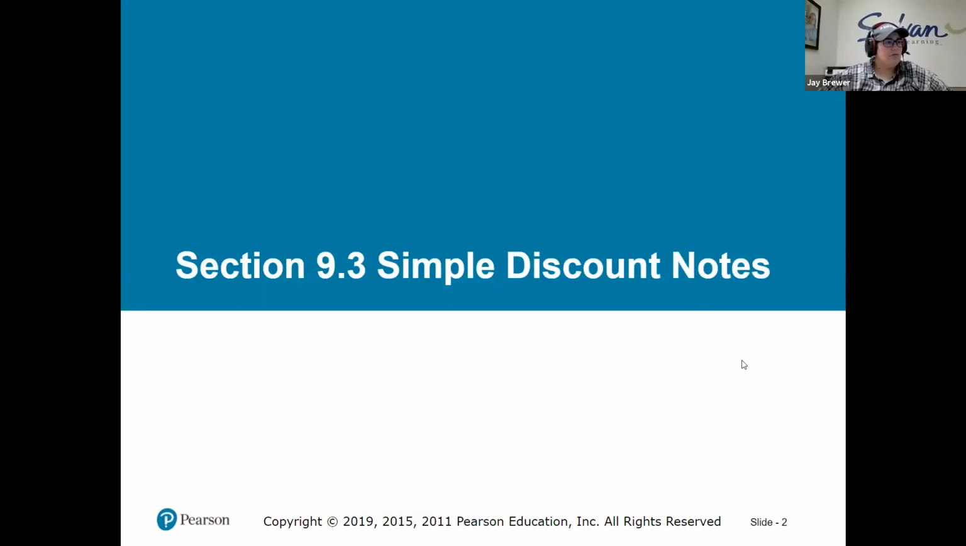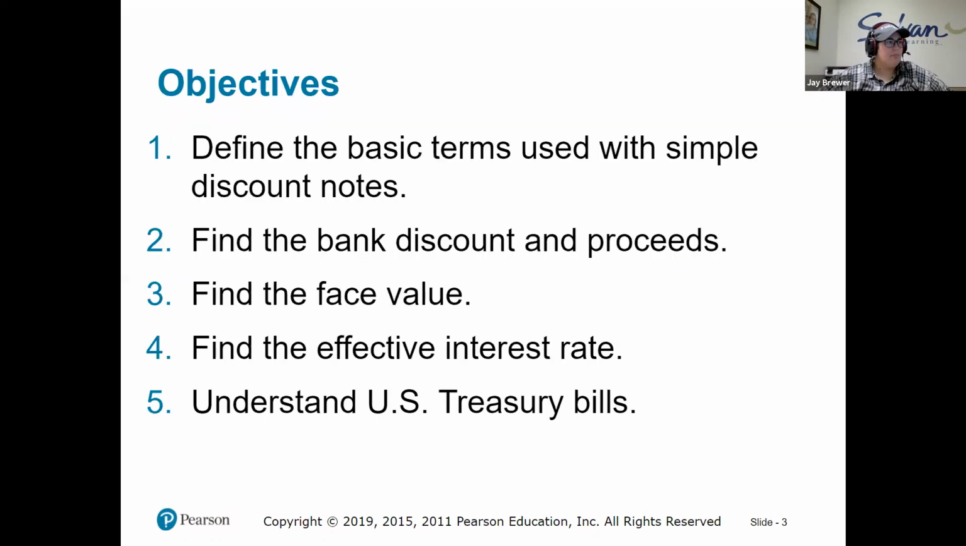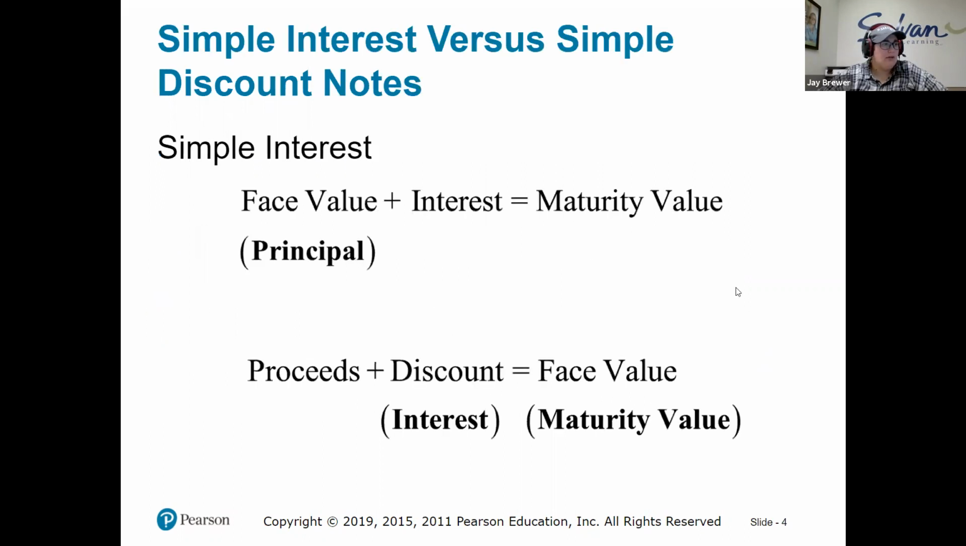Okay, simple discount notes. Here are your objectives. We'll define some terms, find the bank statement, discounts and proceeds, find face value, effective interest rate, and understand the US Treasury bill. I don't know if we're going to go that in-depth with that. I don't really care about it, but we'll see.